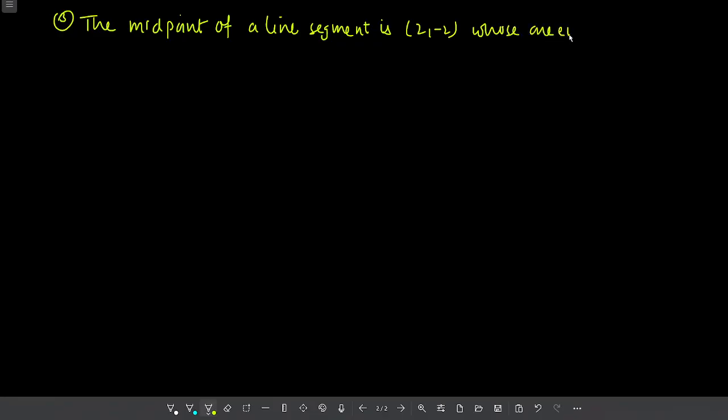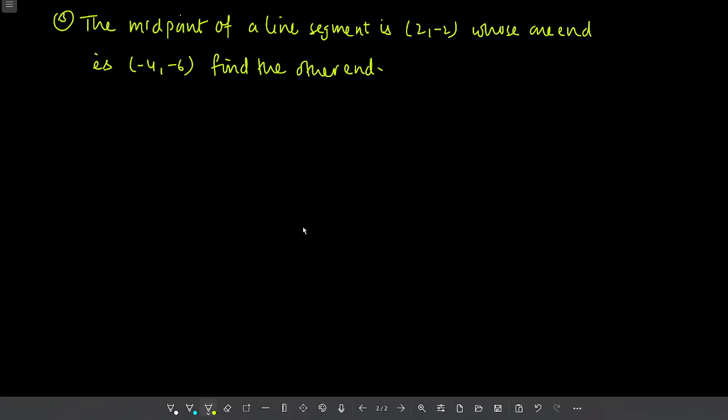Question number 3 says: the midpoint of a line segment is (2, -2), whose one end is (-4, -6). Find the other end. Okay, this is our question.